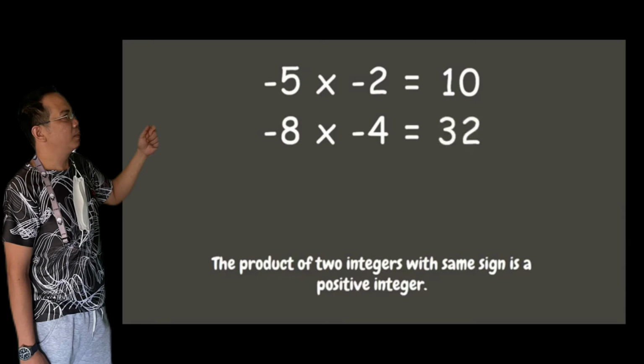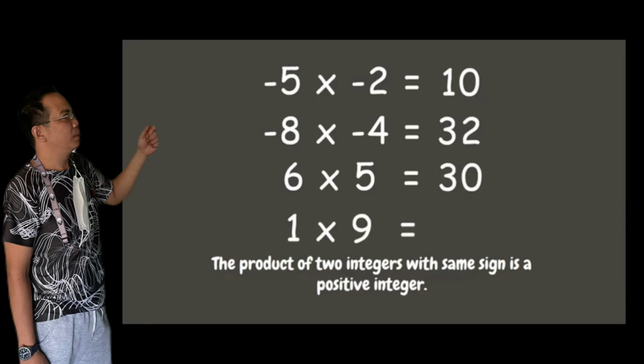Next one, we have positive 6 times positive 5. So the answer is 30. And since they have the same sign, the answer should be positive. Next one, we have here positive 1 times positive 9. If we multiply them, we get positive 9. Awesome job! Now let's try a different example.